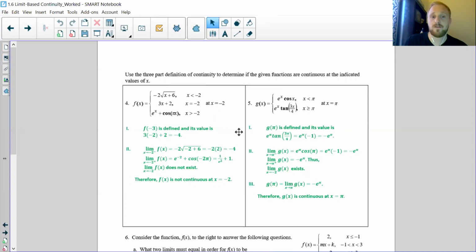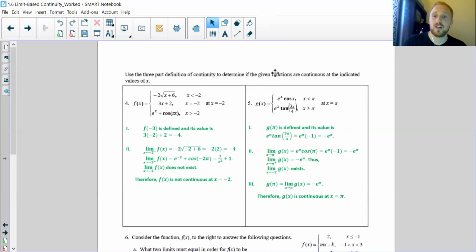But if we do the limit from the right, if we plug in -2 into here, -2 pi is the same thing as just 2 pi. So that's equal to 1. 1 plus e to the -2 is the same thing as 1 over e squared plus 1. And so they're not the same. Obviously, -4 is not equal to 1 over e squared plus 1. So the limit doesn't exist. Right there and then, we say the function is not continuous at x equaling -2.